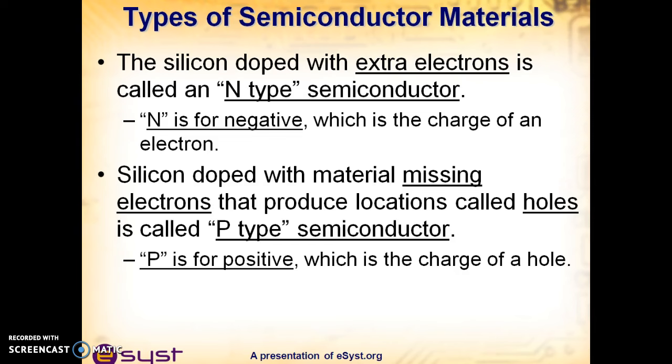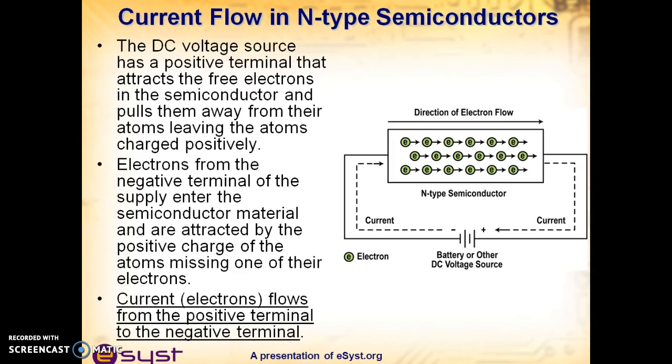Types of semiconductor material. The silicon doped with extra electrons is called an n-type semiconductor. N is for negative, which is the charge of an electron. Silicon doped with material missing electrons that produce locations called holes is called p-type semiconductor. P is for positive, which is the charge of a hole.